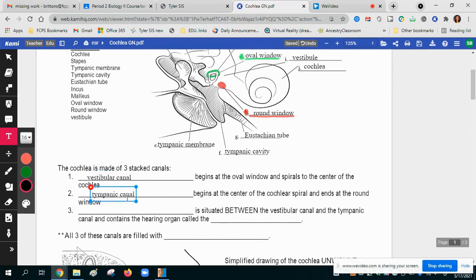So technically the vestibular canal and the tympanic canal are the same canal. It's just that one starts at the oval window and goes to the center, and the other starts at the center and ends at the round window.